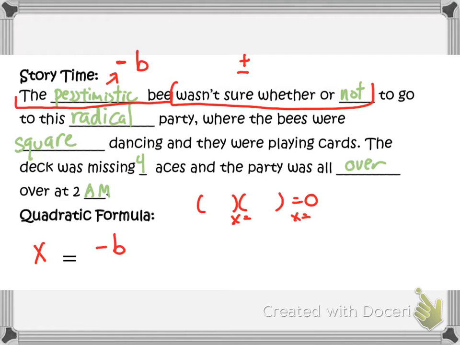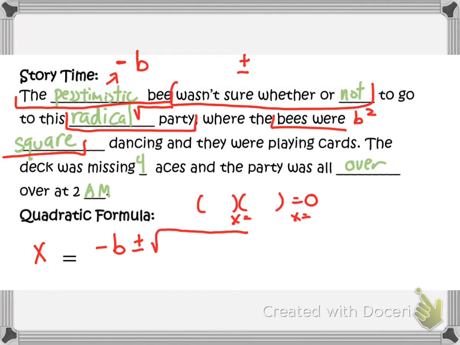So the pessimistic B, negative B, wasn't sure whether or not, plus or minus, to go to this radical party. So radical is going to take on this form, the radical. Where the bees were square dancing. So bees were square dancing. That's going to be represented with b squared. And they were playing cards. The deck was missing 4 aces, so 4ac. So missing means we're going to do minus 4ac.